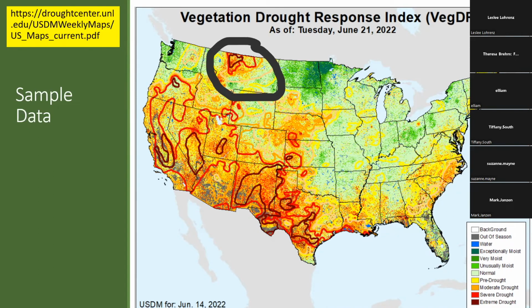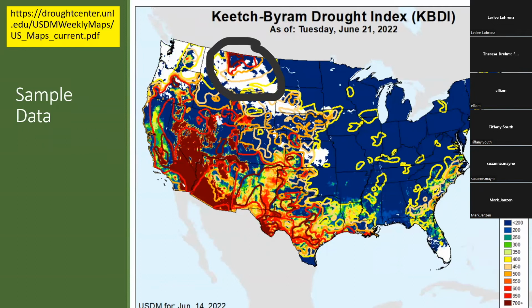So how do those warm conditions, how does temperature affect vegetation? How does a lack of precipitation affect vegetation? And this index shows how it affects fire danger. And all of these maps use about the same color scheme to help make it easier for us to compare.